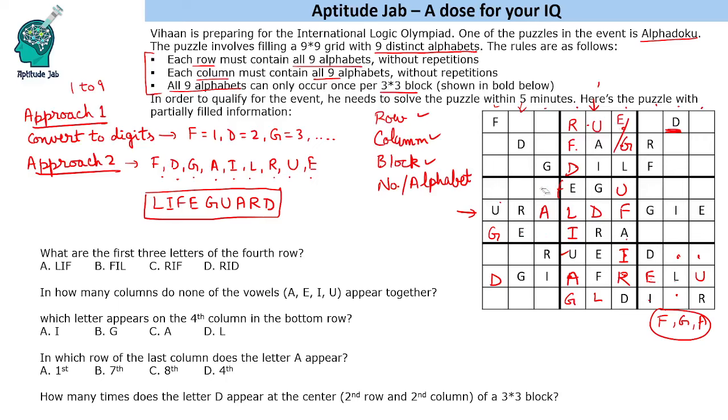So one G is filled. Then G is not sure here. It can be in these two positions. Similarly, G can be on any of these positions here.